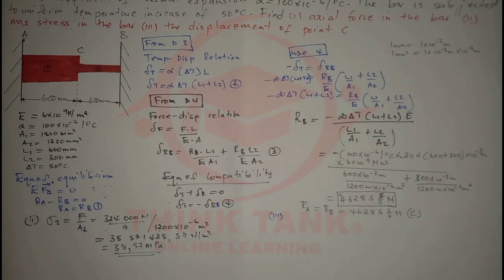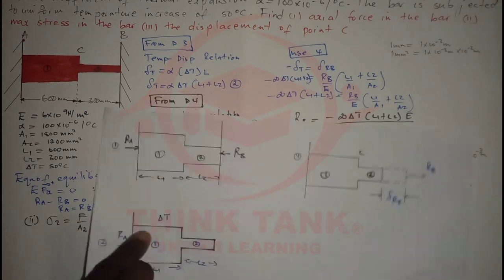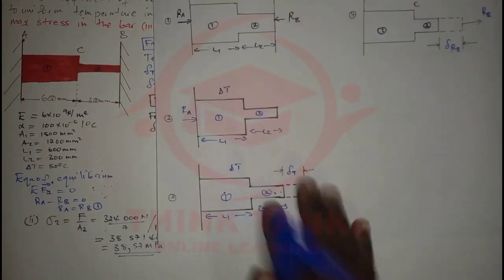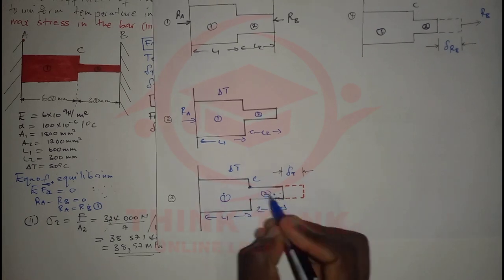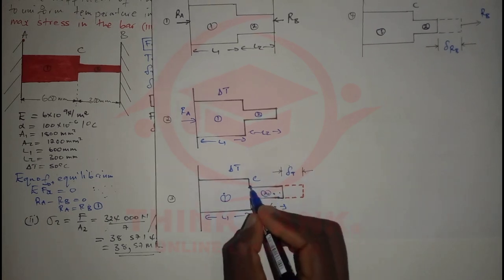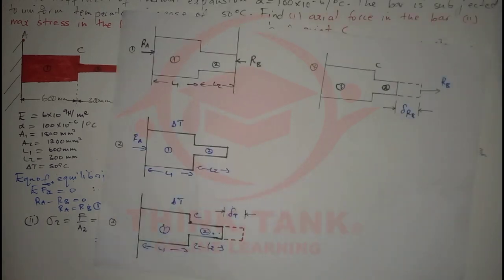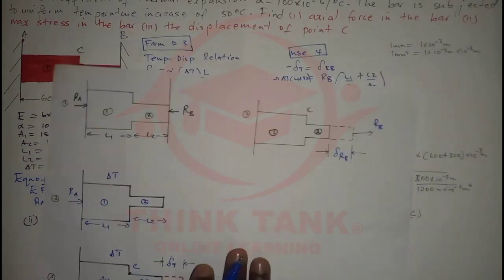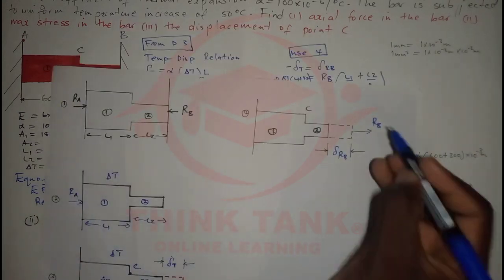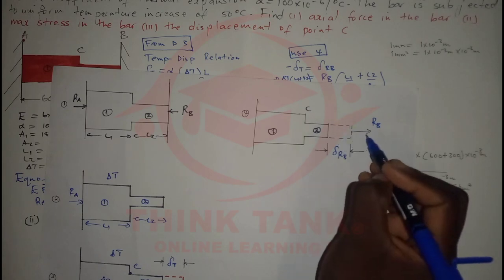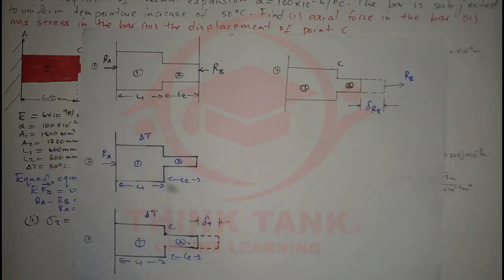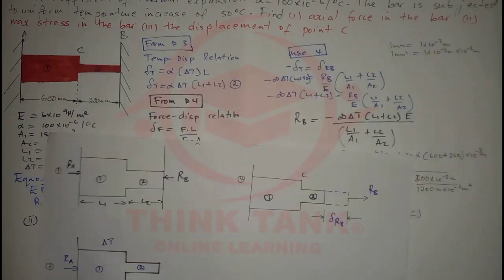And now for the last part, which is the displacement of point C. What is going to happen is this. We have said this is point C. When this thing expands, point C is going to move a little bit. After that, it is also going to move due to the force RB, but in this case, it's going to be the expansion due to its load. So if we add those two displacements together, we can calculate how far C has moved. Okay, so let's do that.